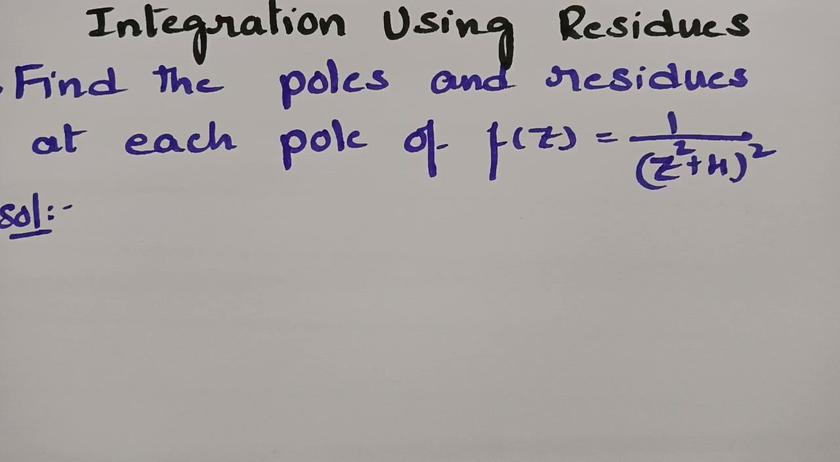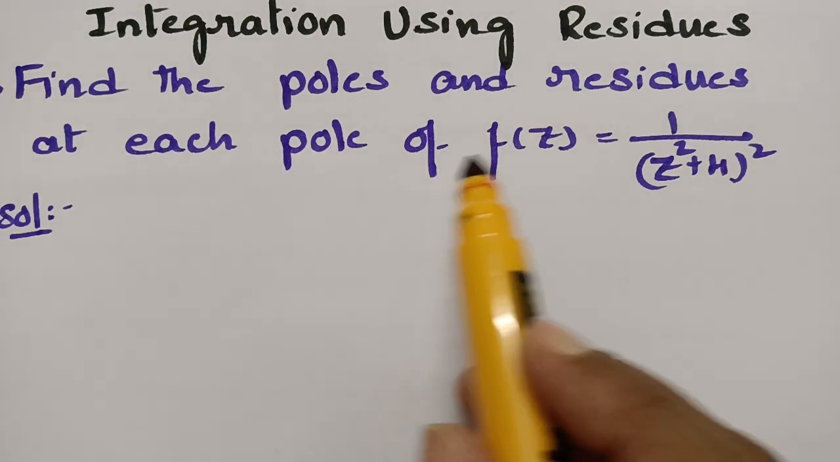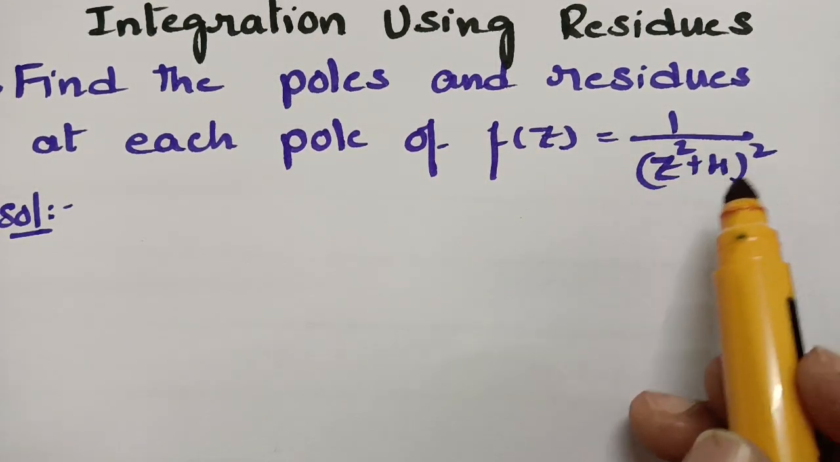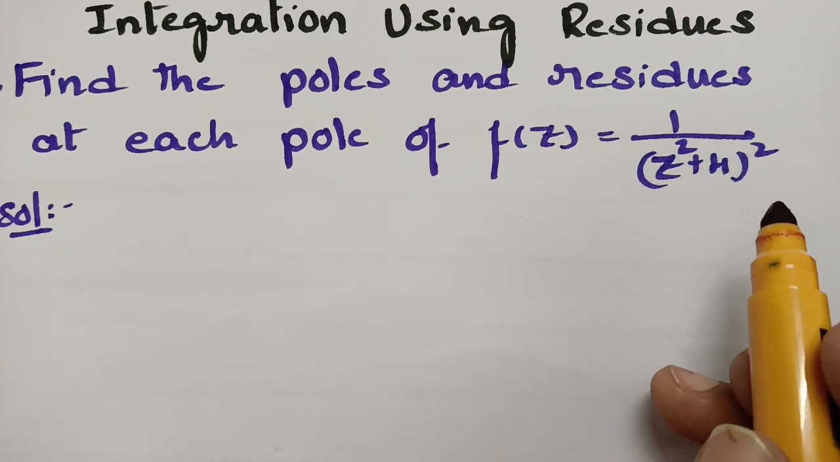Today's video is on integration using residues. In today's video, we are going to find the poles and residues at each pole of the function f of z is equal to 1 by (z square plus 4) whole square.